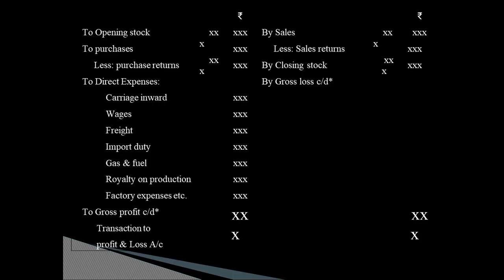On the credit side of the trading account, we have to show the sales, that is, net sales. In order to find out the net sales, we have to deduct the sales return from the sales, and also show the closing stock. The closing stock is nothing but the goods which remain unsold. The difference between the debit side and credit side shows either a gross profit or a gross loss.